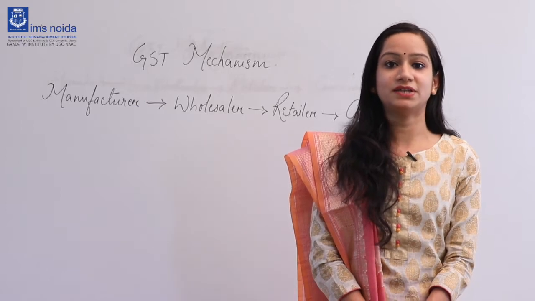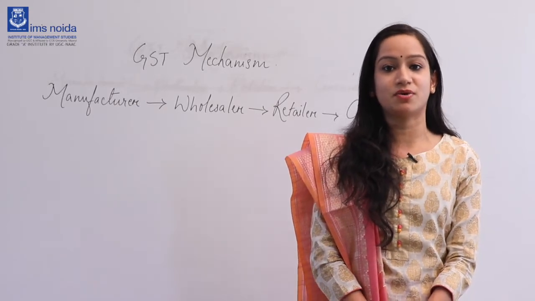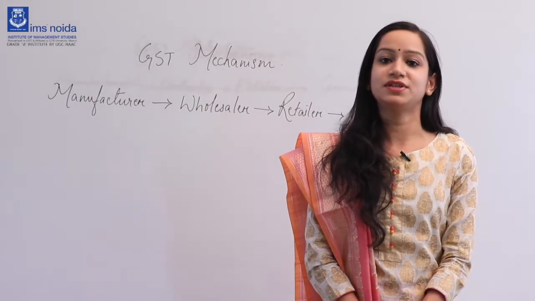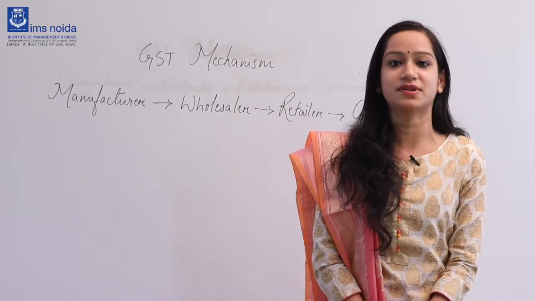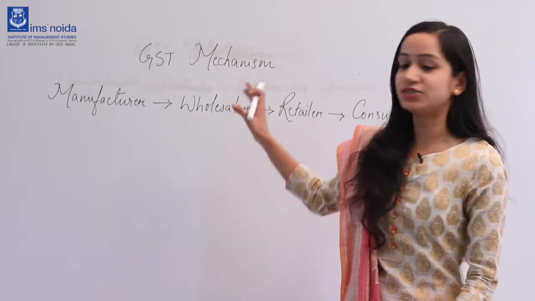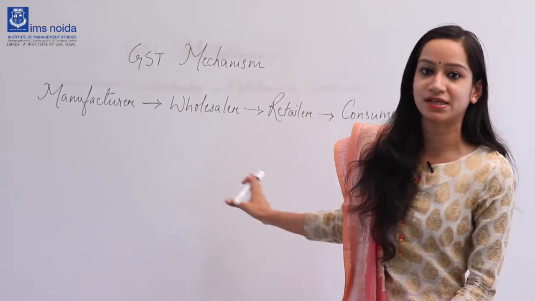Because we do not pay GST directly to the government, but indirectly, with the help of various middlemen as well as intermediaries. This GST came into effect from 1st July 2017, and this is a very new concept. How GST actually works will be explained to you with the help of 4 parties.